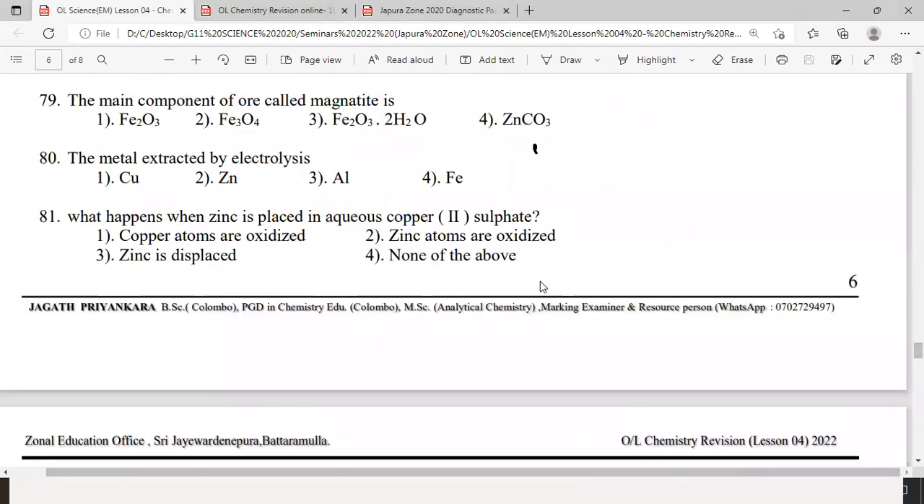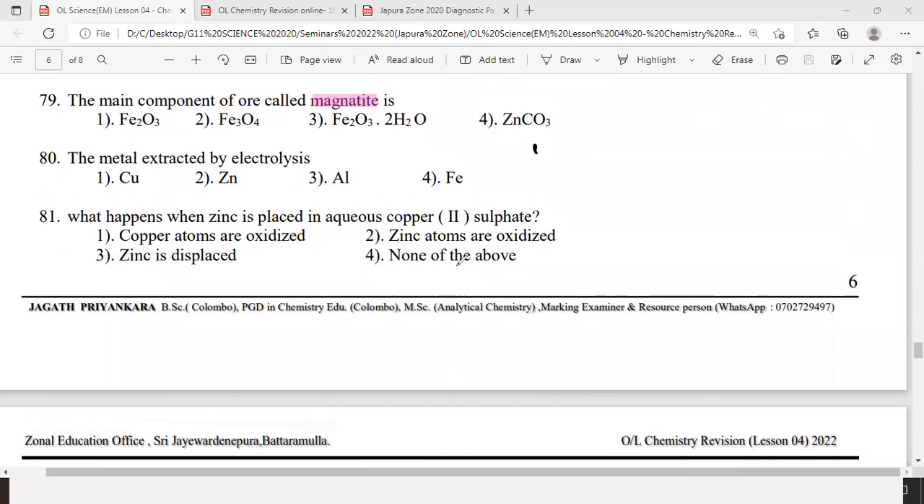The main component of the ore is called magnetite. Magnetite is a mineral containing iron. What is magnetite? A mineral containing iron, or we call it an iron ore. Sometimes in the exam they can give "mineral containing iron", not "ore containing iron". So it's iron ore. What is the main iron ore? Hematite. But magnetite can also be used to extract iron, though mostly we use hematite.